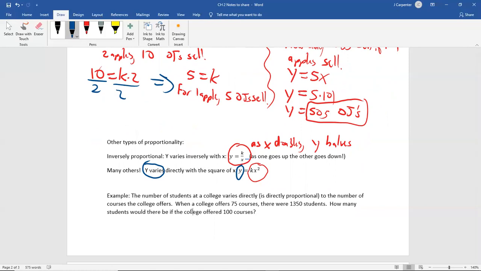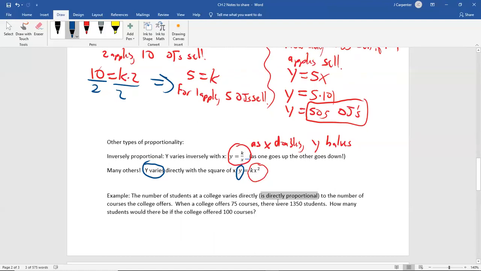I'm going to end up bumping this down on the next page to show my work after, but let's read it first. The number of students at a college varies directly, i.e. is directly proportional. I'm just saying that the phrase varies directly has the same meaning as saying is directly proportional. So that's another word you can use. The word proportional can be exchanged with the word varies. So there's some important language to understand and remember as well.